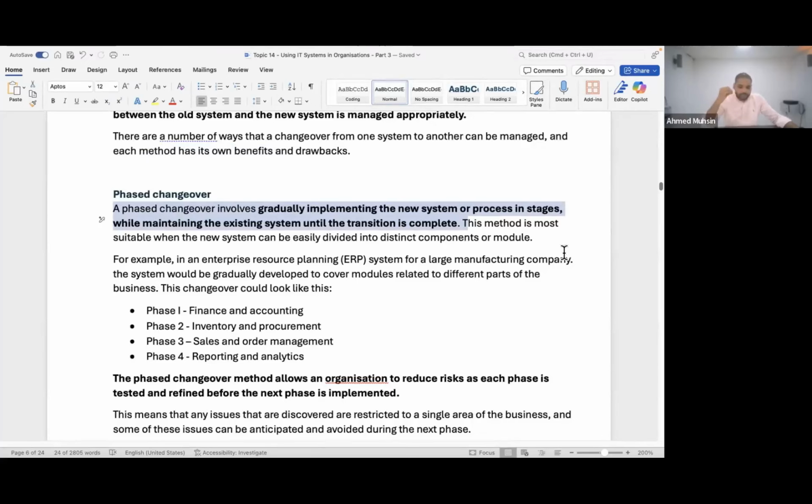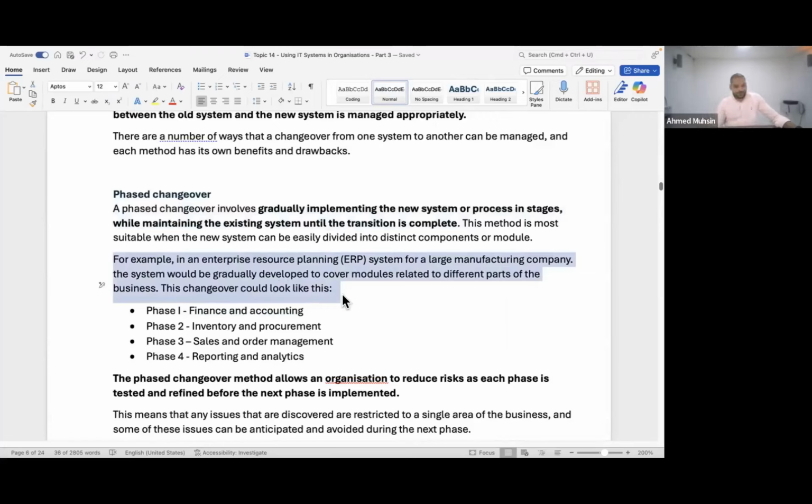This method is the most suitable when the new system can be easily divided. You guys understand that point? When the system can be divided into departments, then phased changeover is a good idea. When you can break the system into marketing, sales, finance, HR, administration, then this method is ideal. But many times, guys, you can't break the system into parts. Many times, a computing system, you can't break it. It applies to the whole organization. So then phased changeover doesn't really work. Keep reading it, guys. I have given you an example.